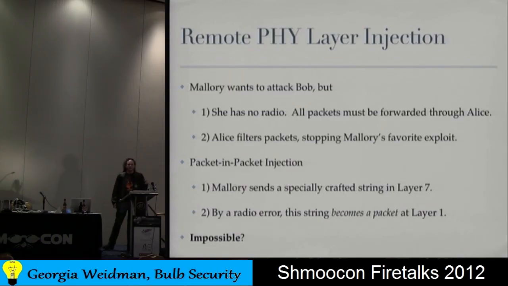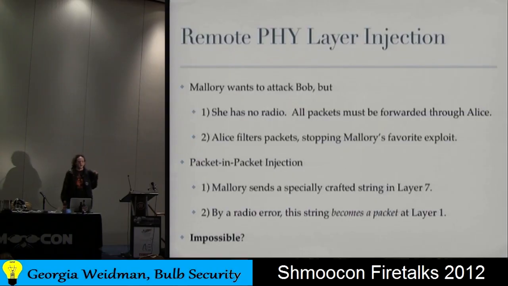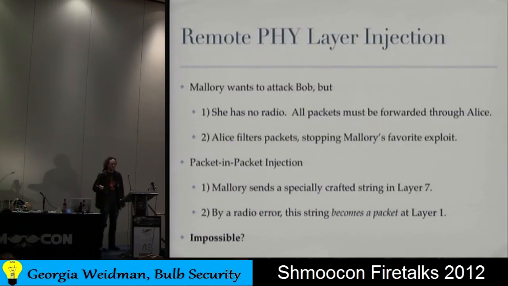Our situation is that Mallory wants to attack Bob, but Mallory has no radio. This is a radio exploit in which the attacker does not control the radio. All packets have to go through Alice. And Alice, for whatever reason, is filtering the exploit that Mallory wants to use. So if you've read Uninformed Volume 6, Article 2, when Johnny Cash, H.D. Moore, and Steve were presenting exploits for beacon frames and for probe responses, you can't really send a beacon frame or a probe response over the internet because they're unique to Wi-Fi. They don't fit within the IP space. But using packet in packet, you can.